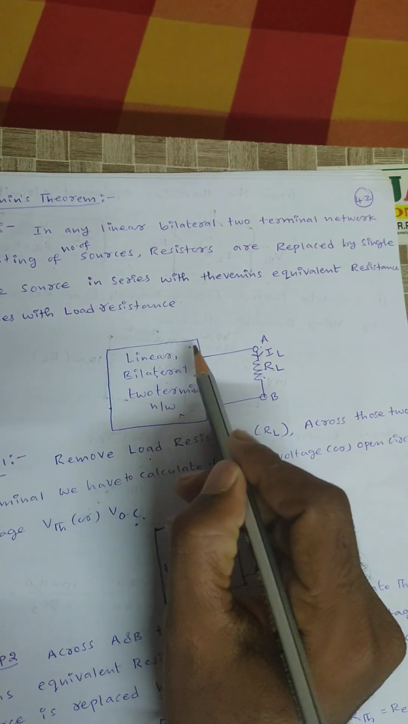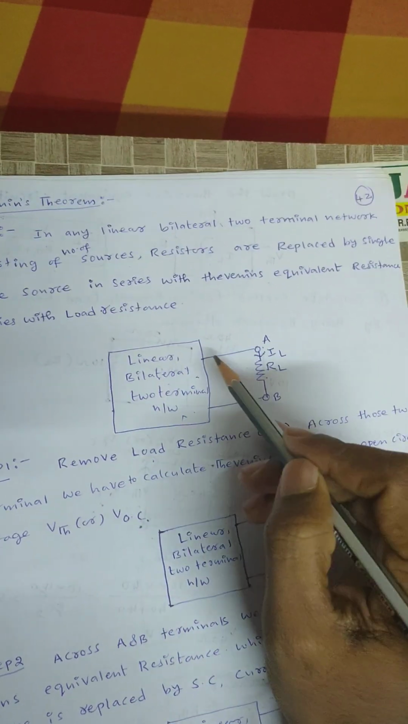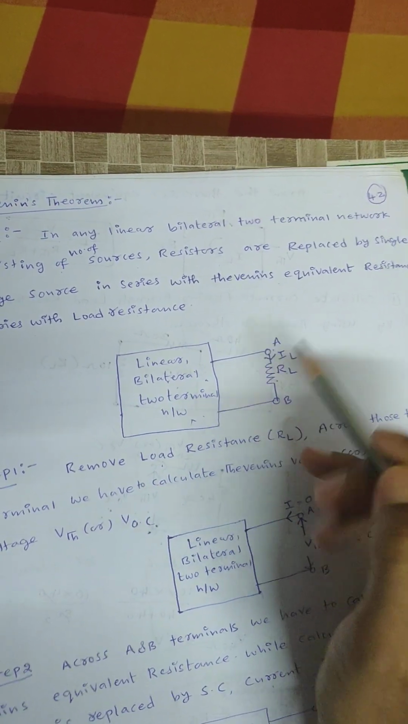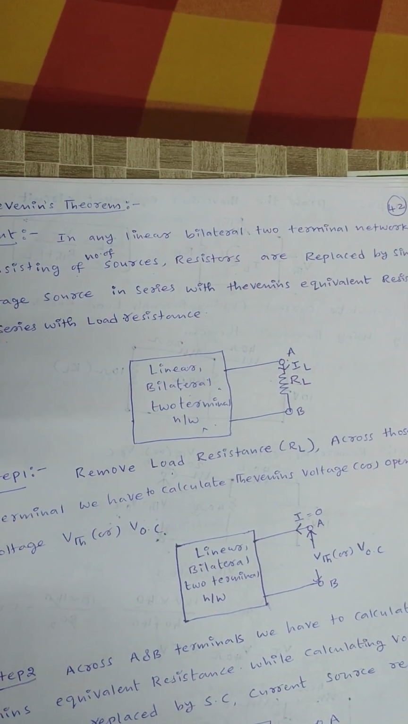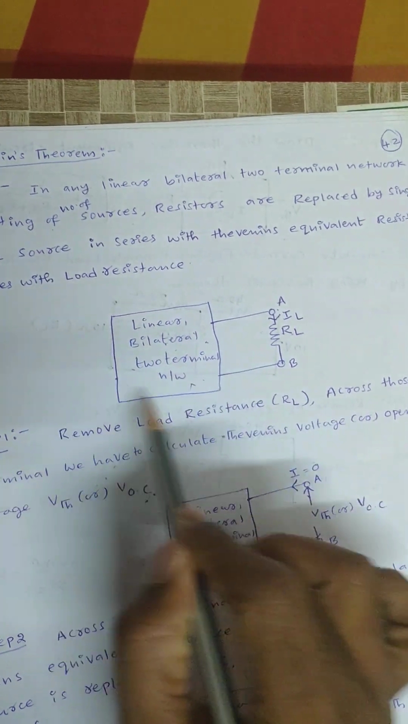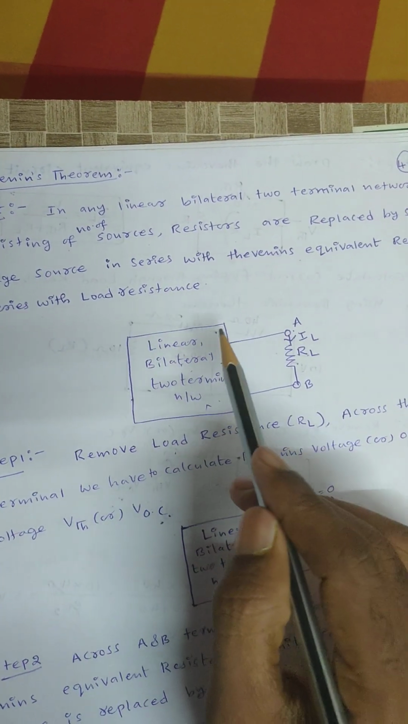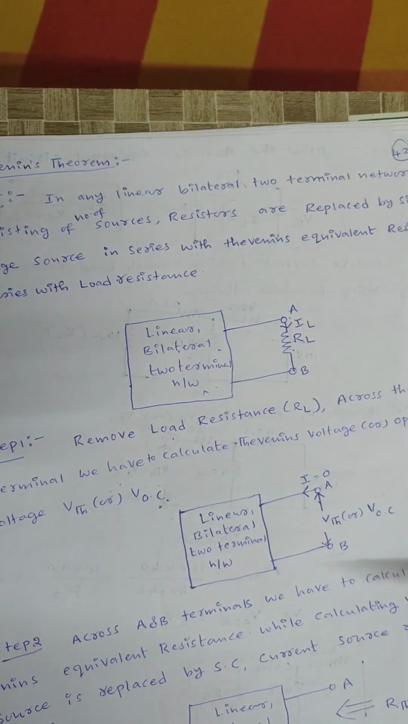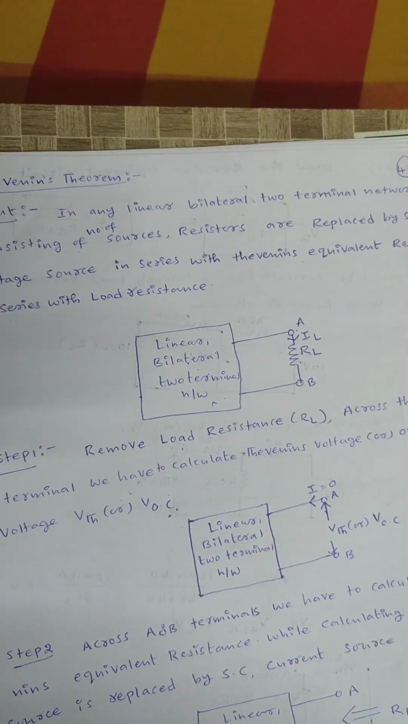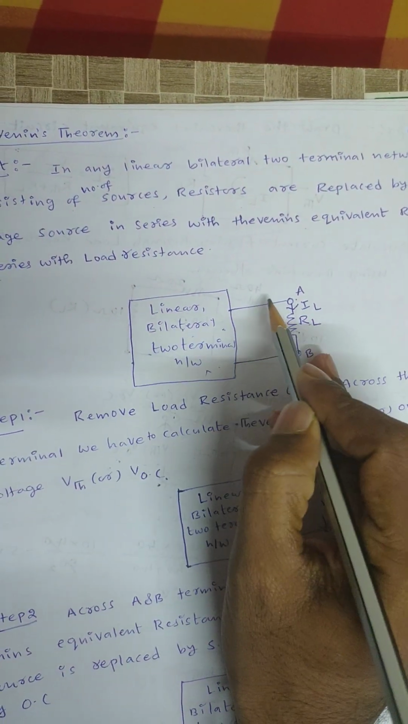This is a linear bilateral two terminal network. For example, assume I need to calculate the current flowing through the load resistance RL. Any linear bilateral network consisting of a number of sources and a number of resistors is replaced by a single voltage source in series with the Thevenin's equivalent resistance in series with the load. This is the problem.